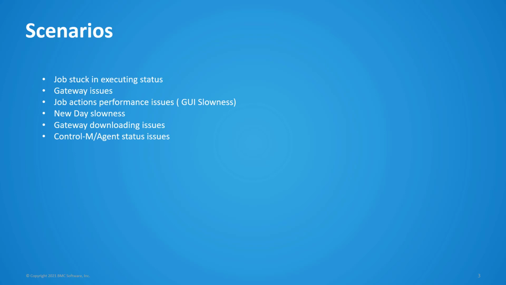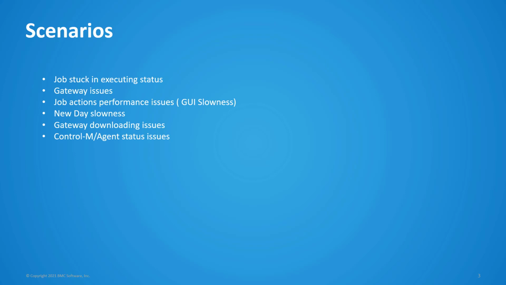The next scenario should be used when dealing with problems just in the gateway, like hanging status, for example. The third scenario covers slowness issues, such as when holding a job takes much time. We continue with problems during the New Day.